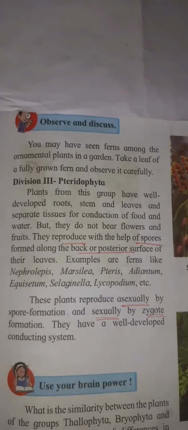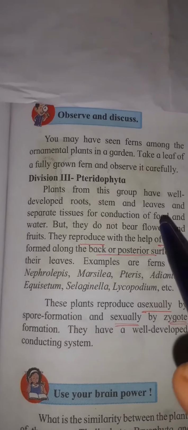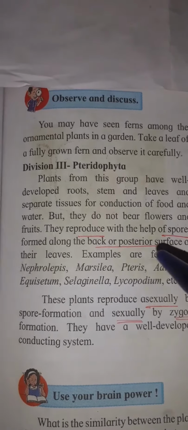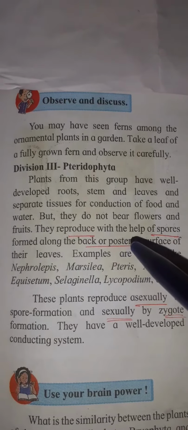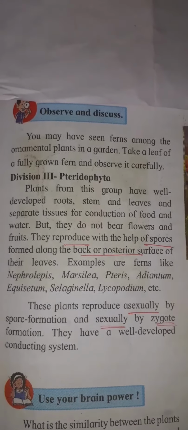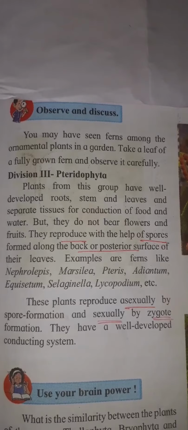The third division is Pteridophyta. Third division is Pteridophyta of cryptogams. Plants belonging to Pteridophyta division have very well developed roots, stem and leaves.